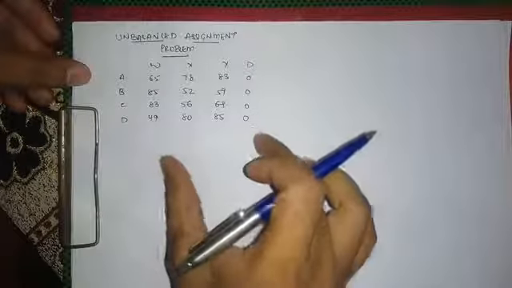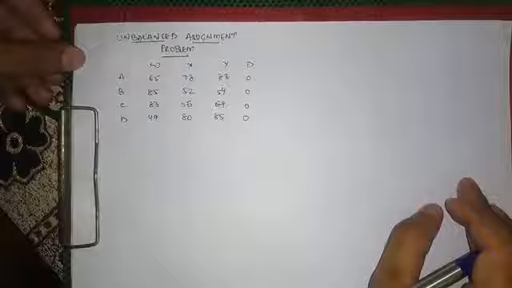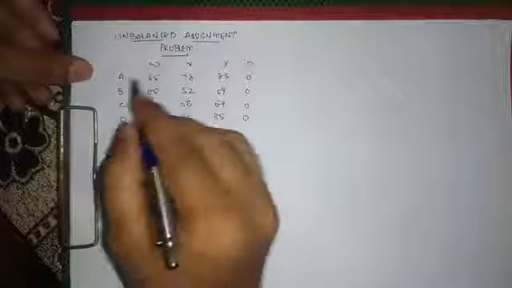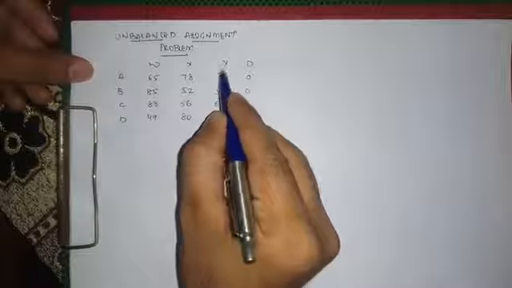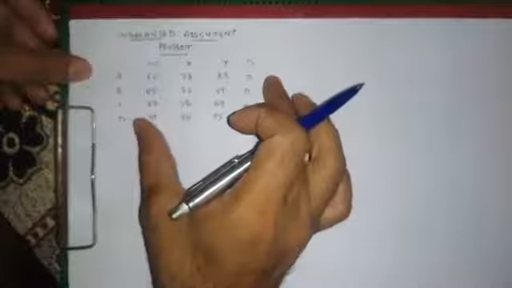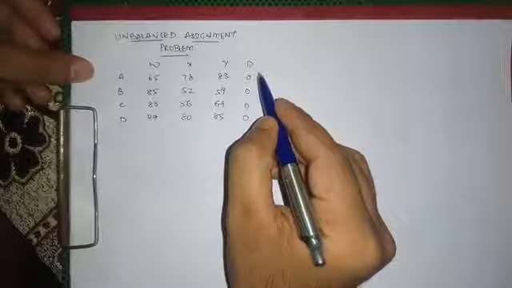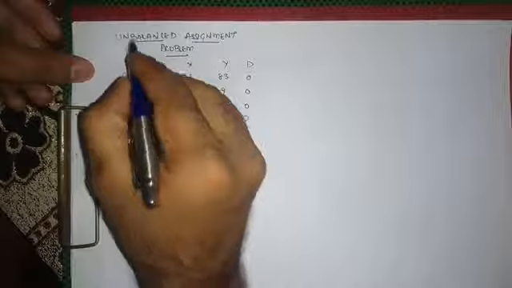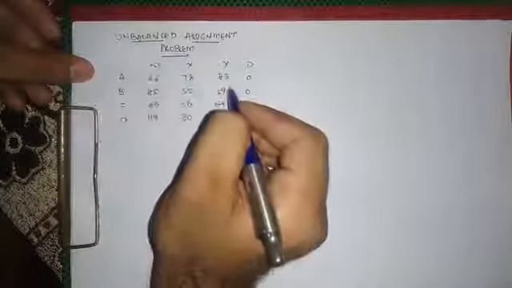Now this problem has been converted into the balanced problem. Earlier it was unbalanced because the number of rows was not equal to the number of columns. But now it is a balanced matrix or balanced assignment problem because the number of rows is equal to the number of columns. Further, it has been converted from unbalanced to balanced.